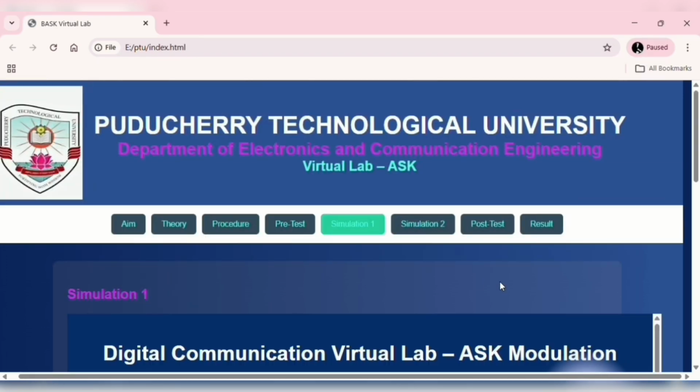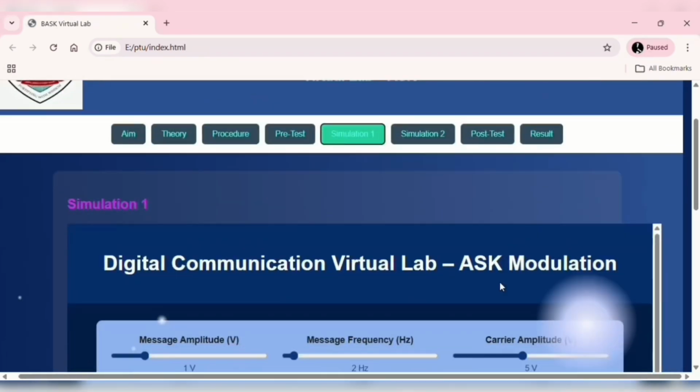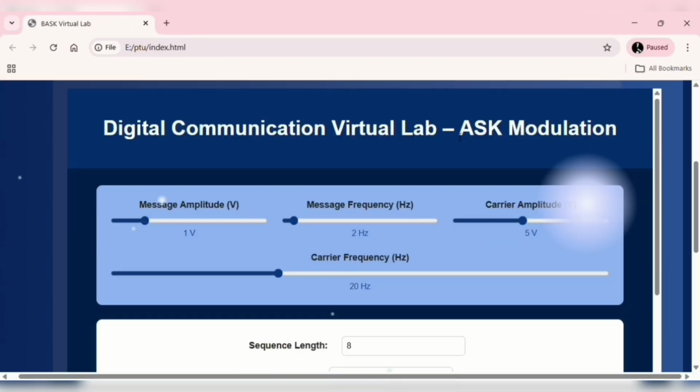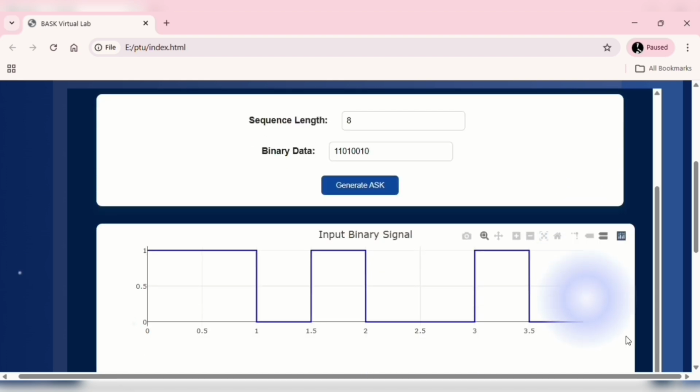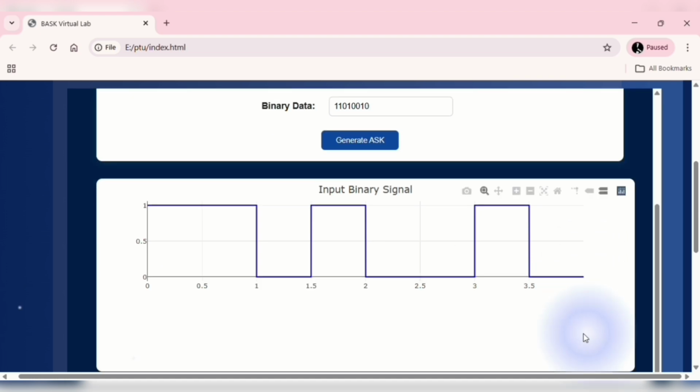In the simulation section, the parameters are entered according to the experiment requirements. After entering the values, the simulation is executed. The system then displays different waveforms including the input binary signal, carrier signal, ASK modulated signal, and demodulated output signal. By observing these waveforms, we can clearly understand how the carrier amplitude changes according to the input data. One such example is done here.